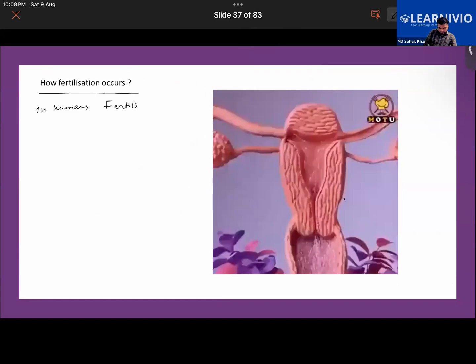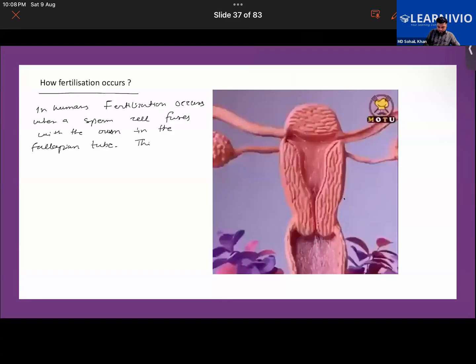Fertilization occurs when a sperm cell fuses with the ovum. And where does it occur? In the female body, particularly in the fallopian tube, we should be saying, right?